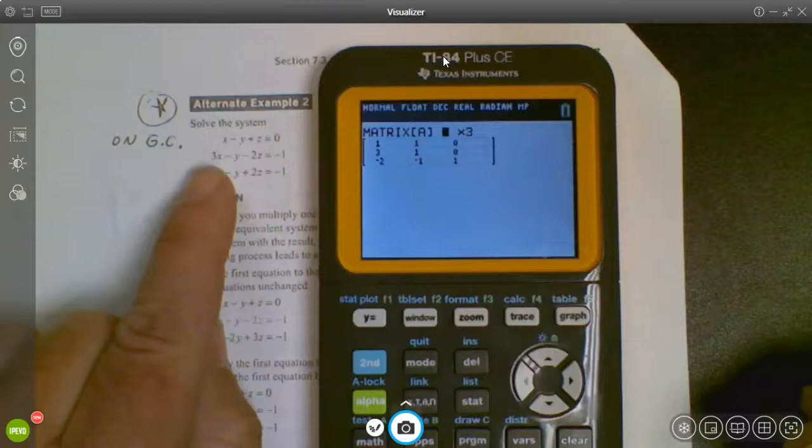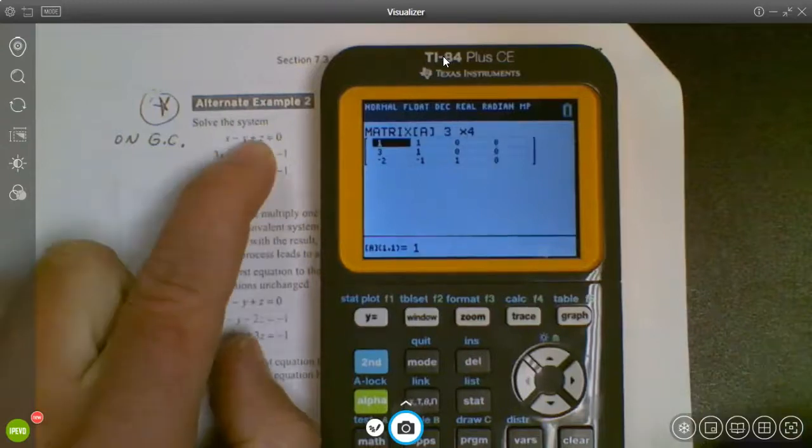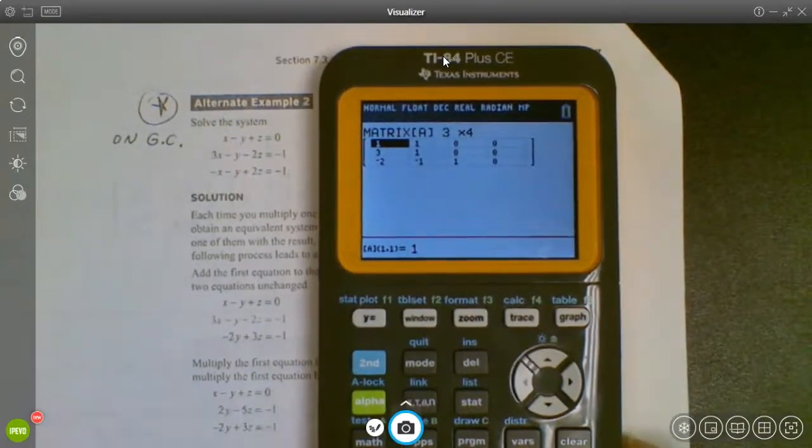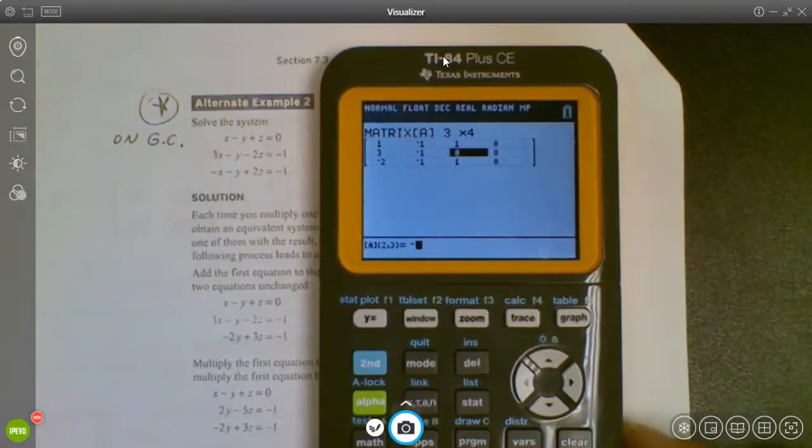So we're going to create a 3x4 matrix, and I'm just going to type in all the coefficients that you would see. So like there's obviously a 1 in front of that x, there's a -1 in front of the y, there's a 1 at the z, and 0 on the far right. So we're just typing in those values. And I'm just kind of going down the list. I'm going to do that for each of my 3 rows. So it looks like this.